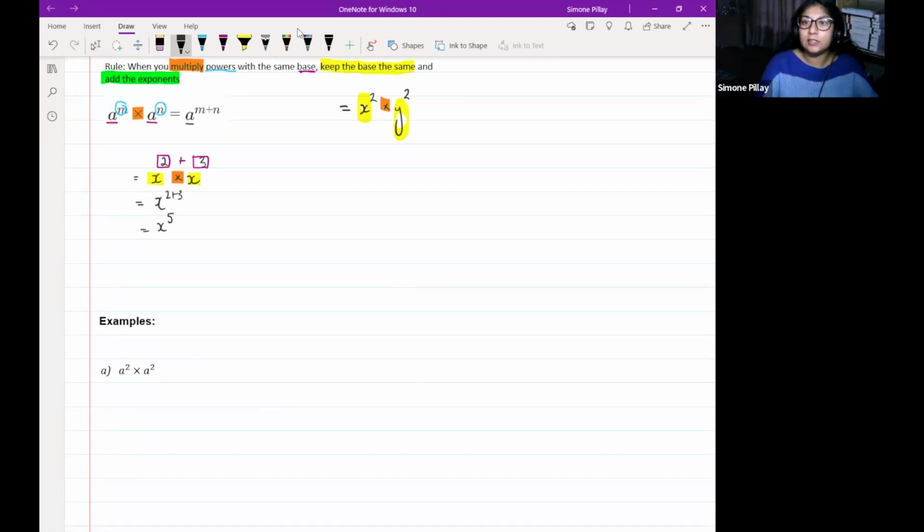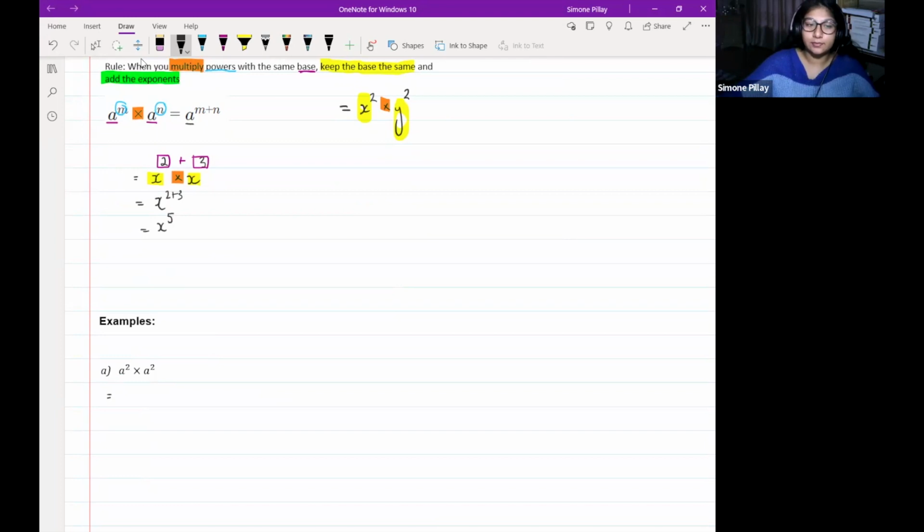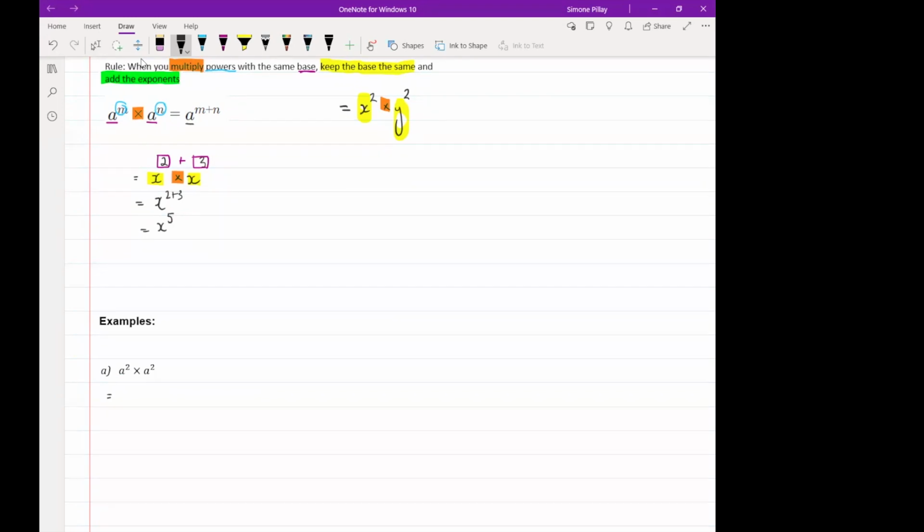Utandile, you're so fast. Do you want to help me with this? Yes, ma'am, I do. Ma'am, the rule is that if our bases are the same, we keep our base, which is a, and then we add our exponents, which is 2 plus 2, and then we write it down. Then you say 2 plus 2, which is 4.